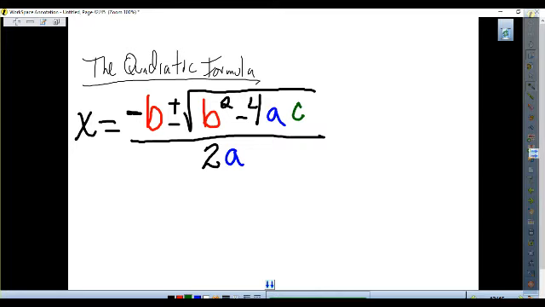X equals minus b plus minus square root b squared minus 4ac over 2a.